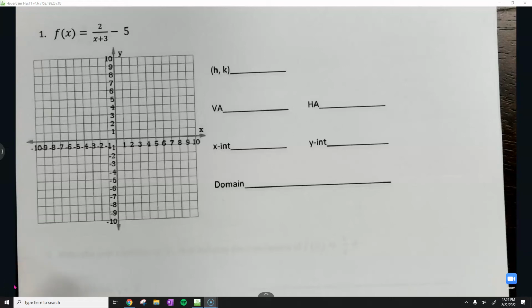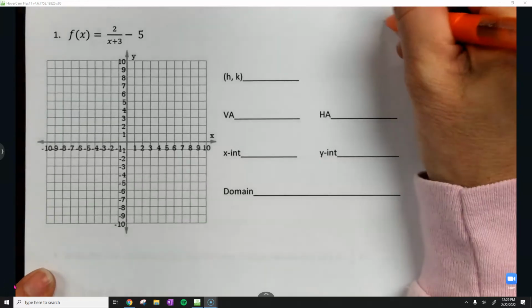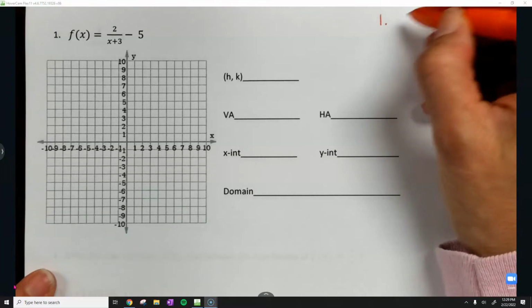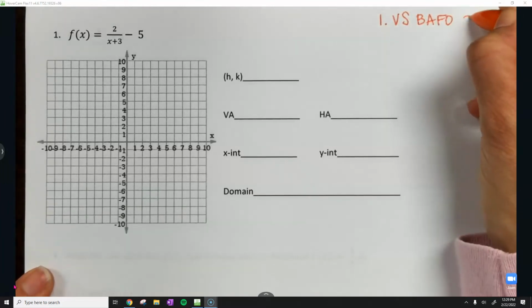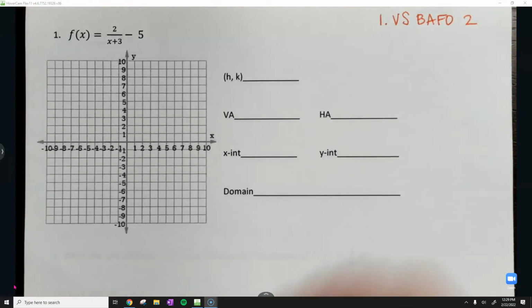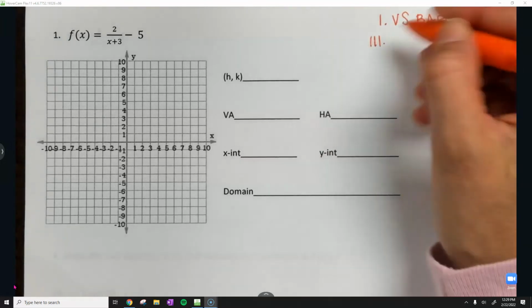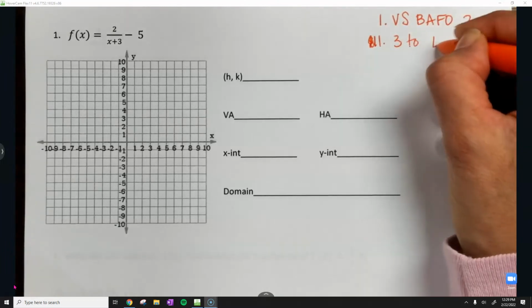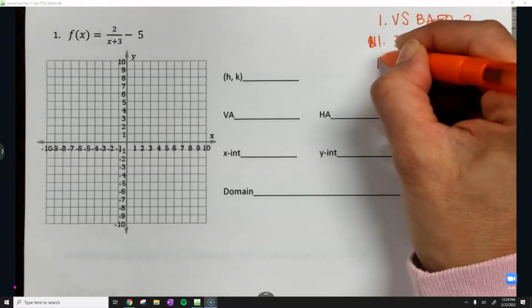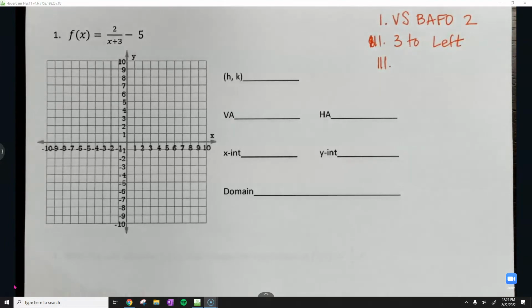I'm going to start off with the transformations. I know that we have a vertical stretch by a factor of 2. I also know that we have a horizontal shift of 3 units to the left. And then, of course, the graph is shifted down 5 units.